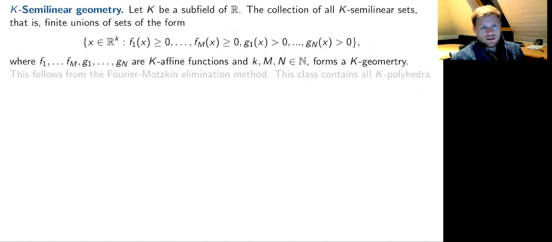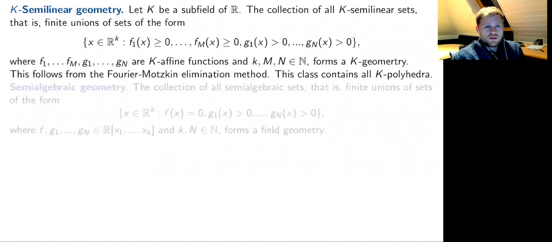The main thing, and this is always the case, is that of course it is not hard to see that each S_m in this case forms a Boolean algebra, but the hard part is to show that this collection is closed under all projections. And if you think about this for a little bit, this follows from the very traditional Fourier-Motzkin elimination method. Just to give you an indication why we call this a geometry, this contains, among other things, the class of all K polyhedra.